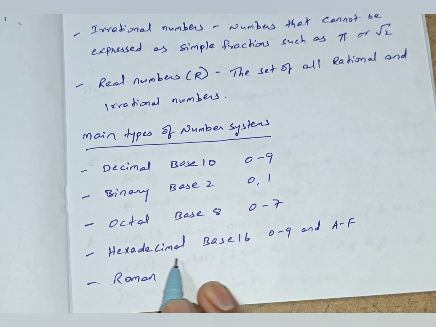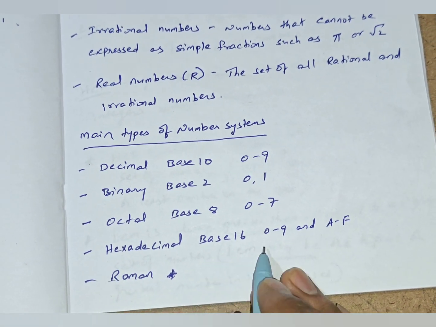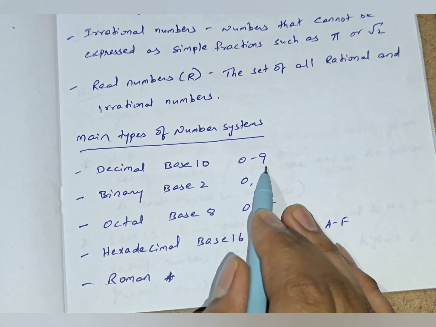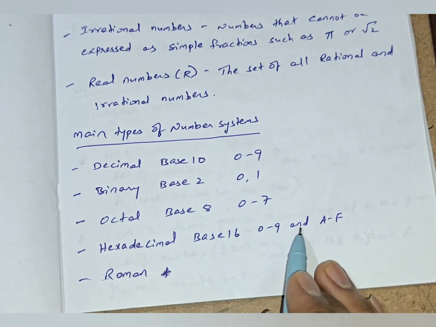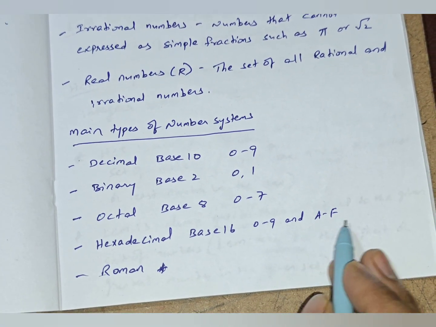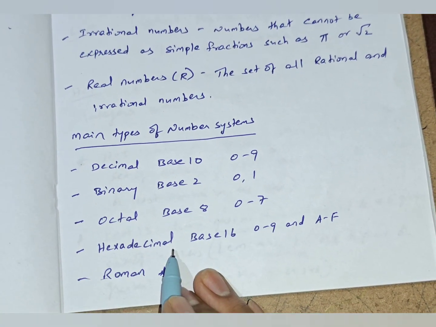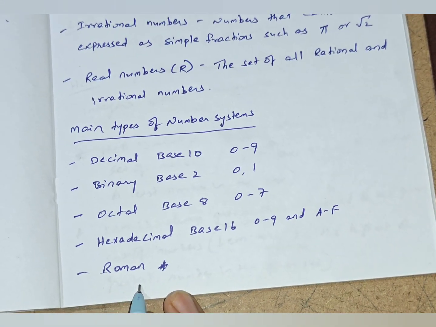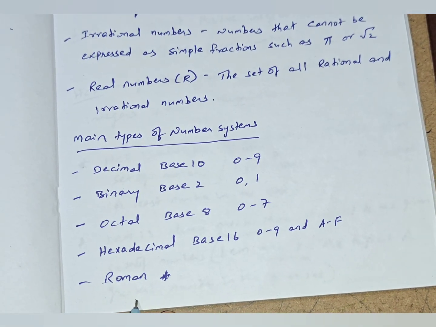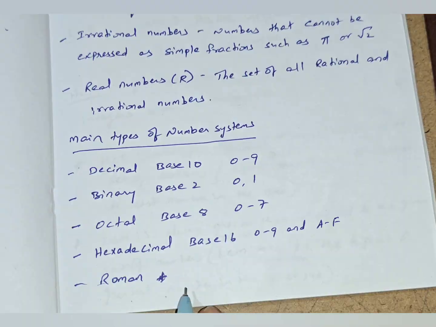The next is hexadecimal numbers. The base is 16, that is from 0 to 9 and A to F: A, B, C, D, E, F. These 6 letters also form part of the hexadecimal number system. Then the Roman numbers. Roman numbers are completely alphabetical numbers.